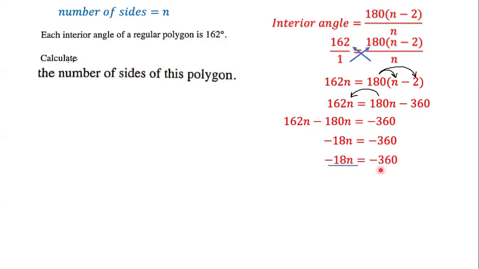We divide both sides of this equation by negative 18. This cancels with that. So we get n is equal to negative 360 divided by negative 18, and negative 360 divided by negative 18 is going to be positive 20. So that means that the number of sides of this polygon is 20 sides.